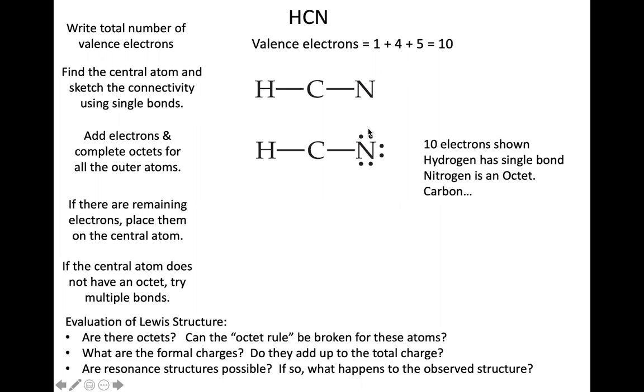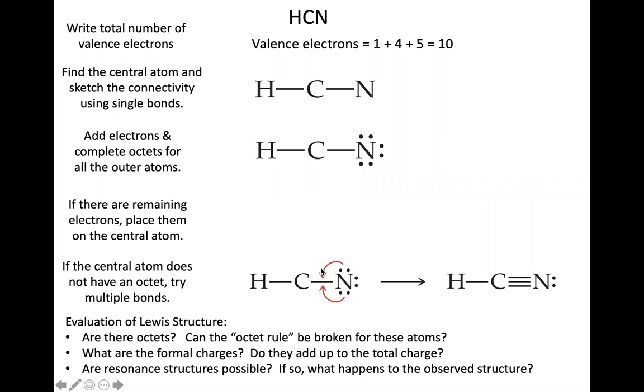Next step, let's complete octets around the nitrogen. Hydrogen, I don't have to do anything with. So at this point, I've got a total of 10 electrons shown. Hydrogen is fine. Nitrogen is fine. Carbon, I've got some work to do though. That's nowhere near an octet. I only see a total of 4 electrons around it. I want to get to 8. Where will those electrons come from? I'm going to shift the ones from nitrogen and increase the bond order there. I'm going to shift the electrons in and turn that into a triple bond.